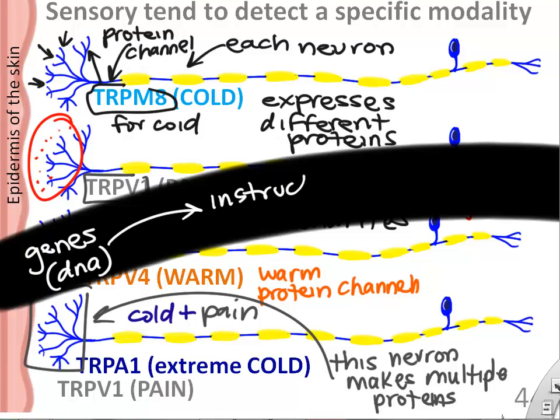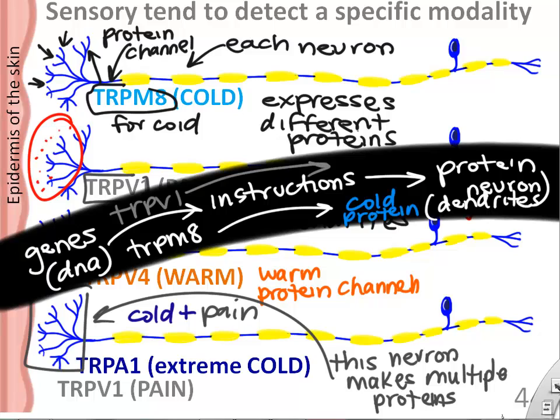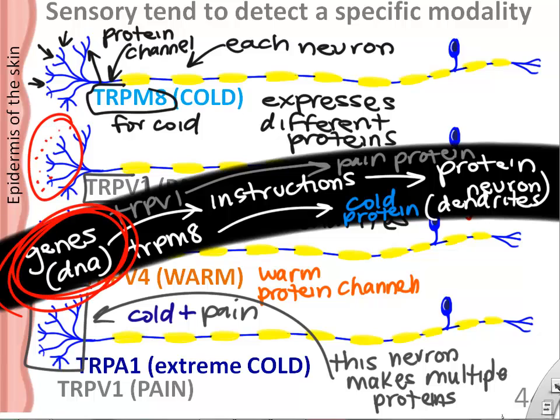So remember, your genes determine your proteins because they have the instructions. So these neurons are going to their instruction book and making simply different proteins. The cold neurons are going to the instruction book and making the cold protein. The pain neurons are going to the instruction book and rather making the pain proteins.